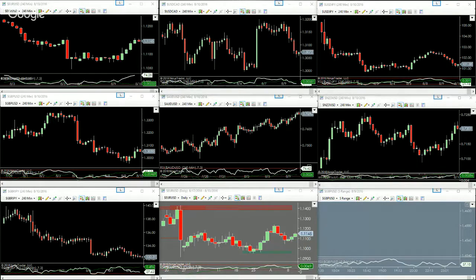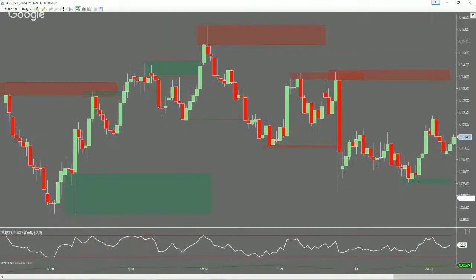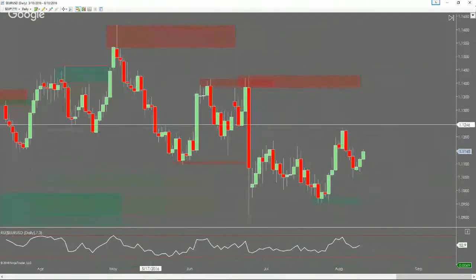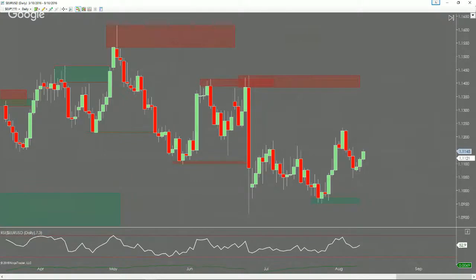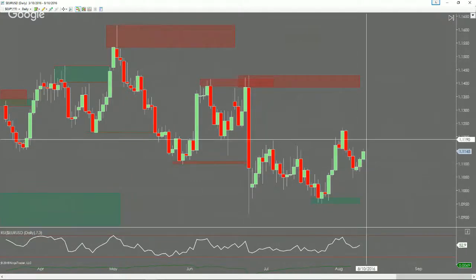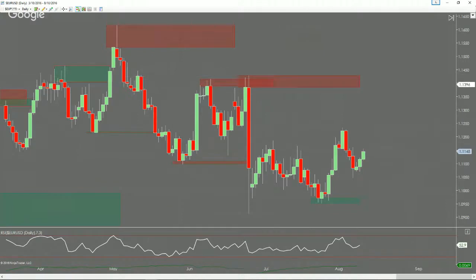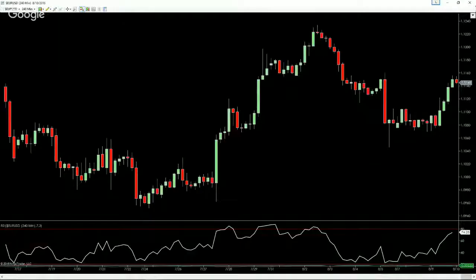Let's go ahead and start with the euro dollar and the daily. Nothing much here. We did see that price came back to this level right here. It did close below it and tested it. And now price is coming back up to this structure level right here. Let's go to the 240.